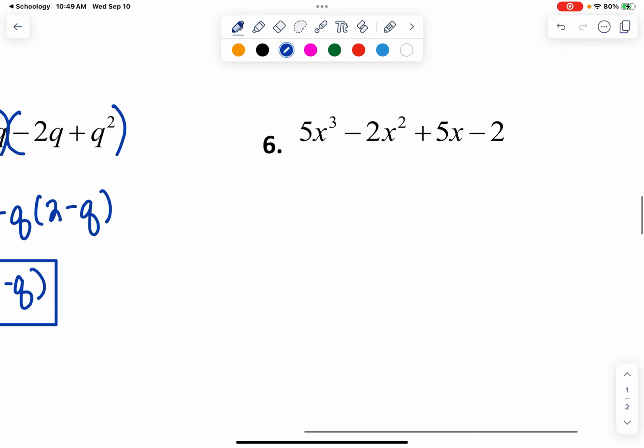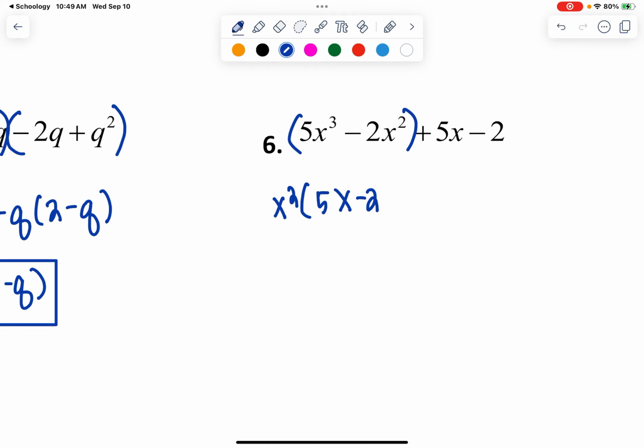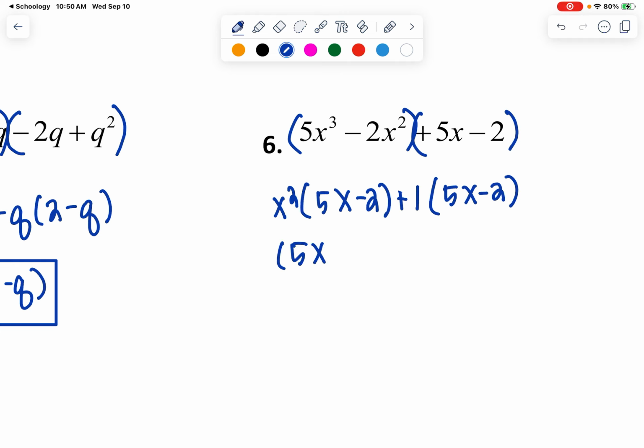Second one here, group the first two together. They have an x squared in common. 5x minus 2. The second two, don't say they have nothing in common, because I can't say they have 0 in common. Factor 0 out, but they do have a 1 in common. So I'm going to factor a 1 out. And then I have 5x minus 2 times x squared plus 1.